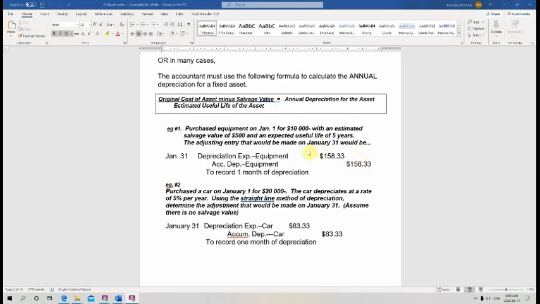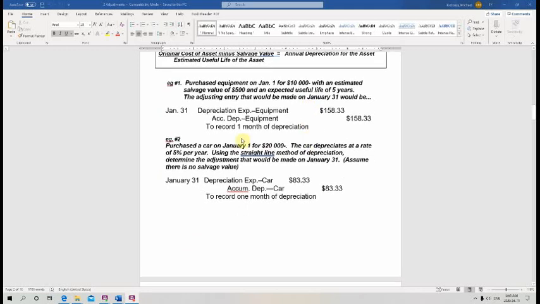All right, so let's go to the second example. We purchased a car on January 1st for $20,000. The car depreciates at a rate of 5% per year. Using the straight line method of depreciation, determine the adjustment that would be made on January 31st. Assume there's no salvage value. So what we're going to do is take $20,000 and multiply by 0.05, right? 5% per year. Let me do it on the calculator.